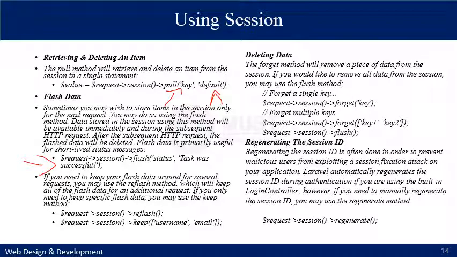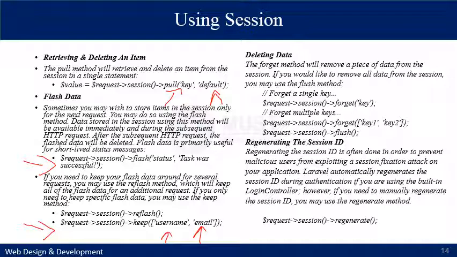If you need to keep your flash data around for several requests, you may use the refresh method, which will keep all of your flash data for an additional request. If you only need to keep specific flash data, you may use the keep method, such as described in this example. This shows you can use the keep method to keep the username and email.